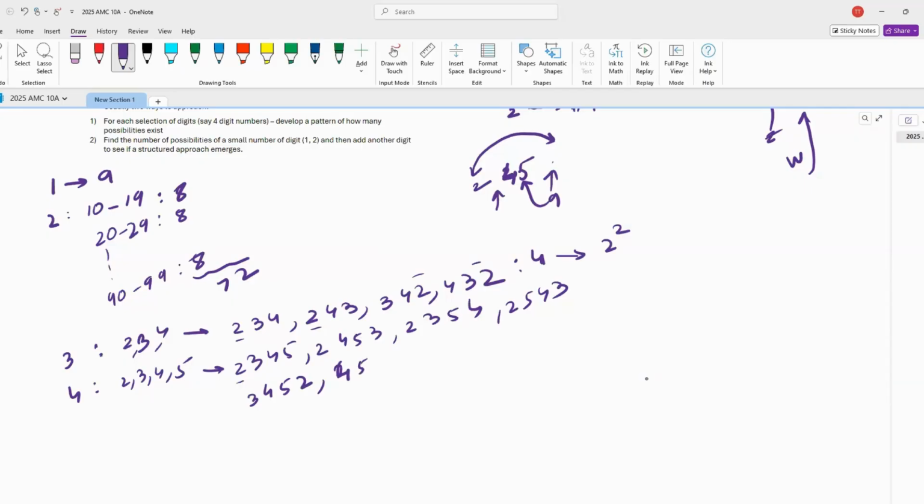4, 5, 3, 2 at the end. 3, 5, 4, 2 at the end. Same thing here. 5, 4, 3, 2 at the end. Right? So 8 possibilities here, which is 2 cubed. Okay, so now I see a pattern developing, which is 2 to the power n minus 1.